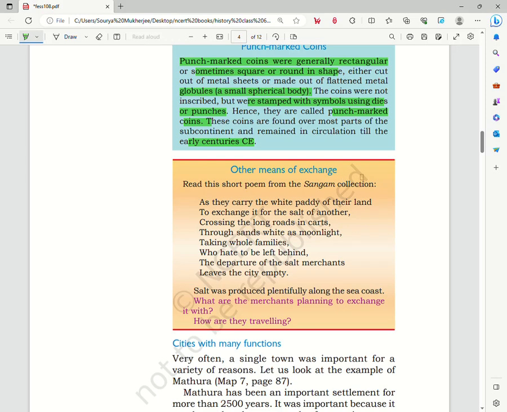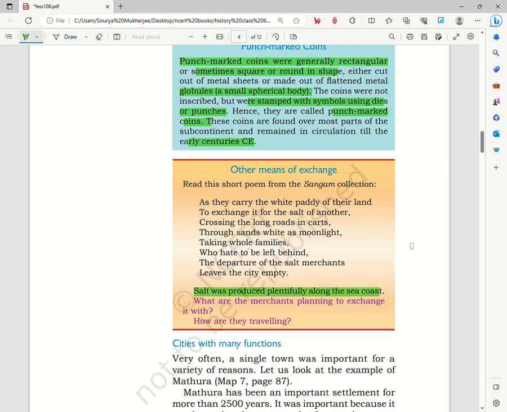Then this box talks about other means of exchange. Read this short poem from the Sangam collection. As they carried the white paddy of their land to exchange it for the salt of another, crossing the long roads in carts through the sands white as moonlight, taking whole families who hate to be left behind. The departure of salt merchants leaves the city empty. Salt was produced plentifully along the sea coast. What are the merchants planning to exchange it with, and how are they traveling?